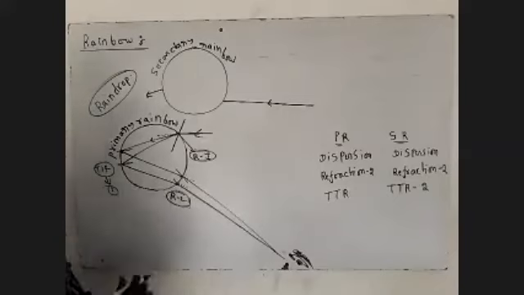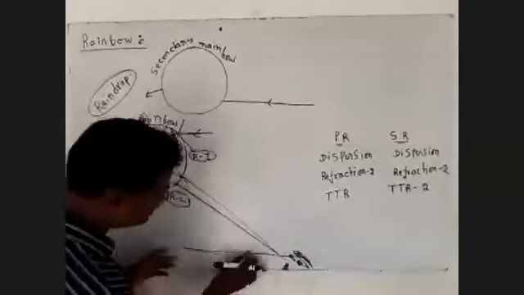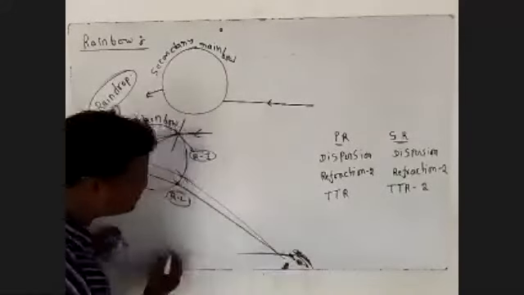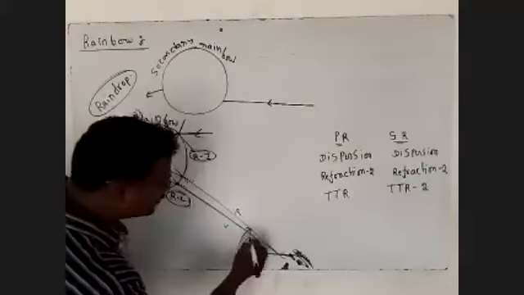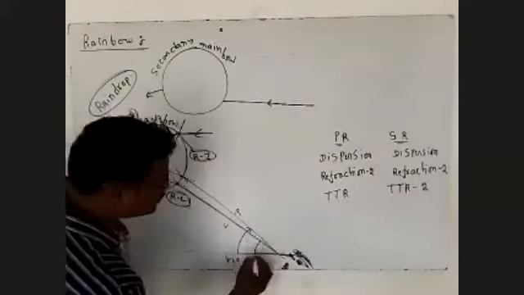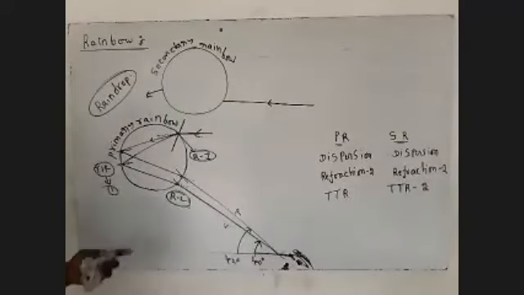This is the primary rainbow. The observer at this place sees the colors. This is violet and this is red. Red is at 42 degrees and violet is at 40 degrees. Next is the secondary rainbow.